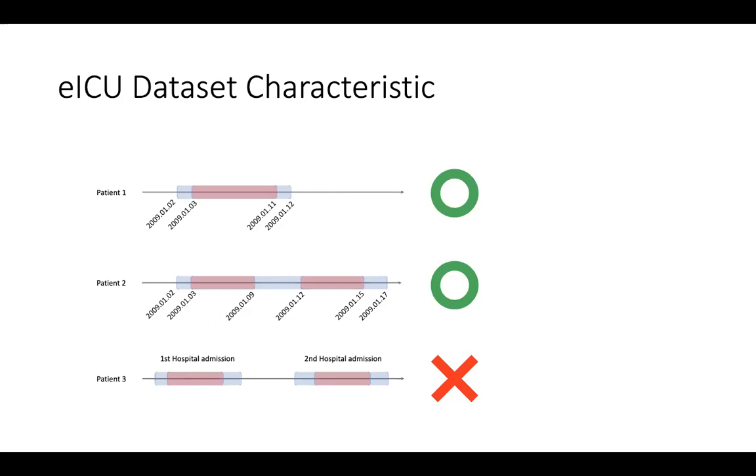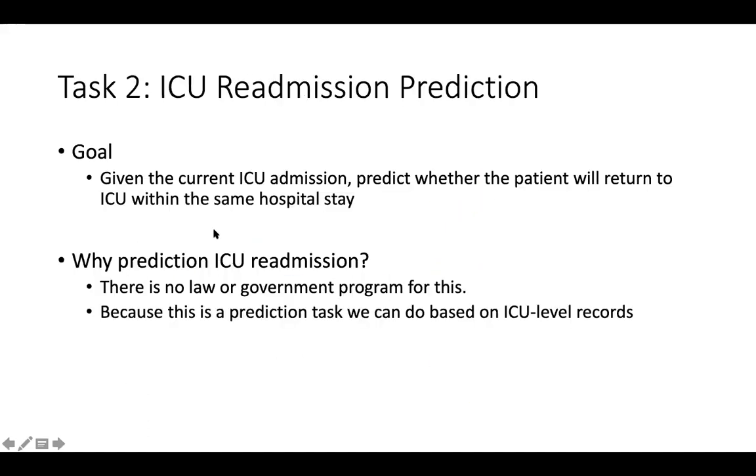ICU readmission prediction, which means that we can do transfer learning. So we can train an ICU readmission prediction model using Mimic 3, and then we can transfer that to EICU datasets, or vice versa. But hospital readmission prediction, we can't do that. That is the reason why we might be interested in ICU readmission prediction.